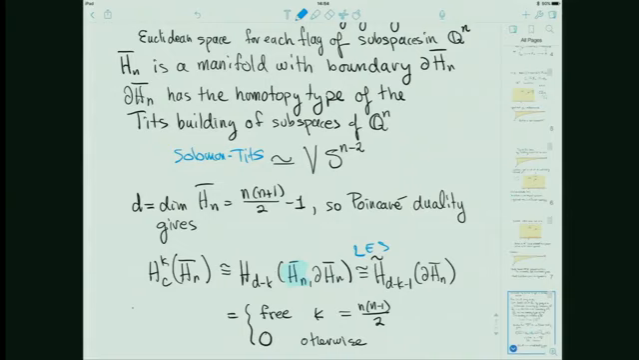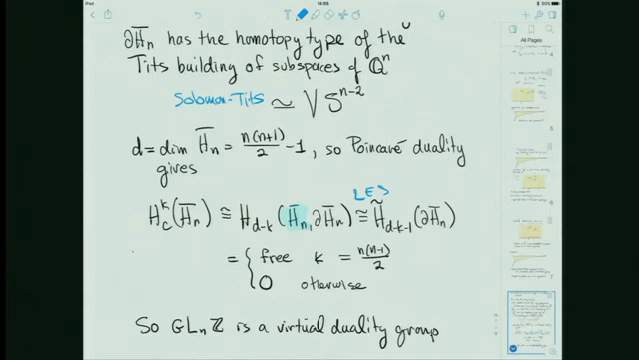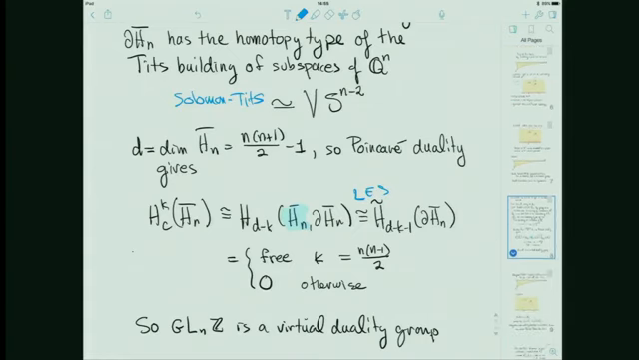So in particular, this is exactly what Bieri and Eckmann asked us for. They asked us for a proper action on a contractible space so that the cohomology with compact supports was 0 except in one dimension where it's torsion free. Okay, so we conclude that GL_n Z is a virtual duality group. Okay, so that's what Borel and Serre did.